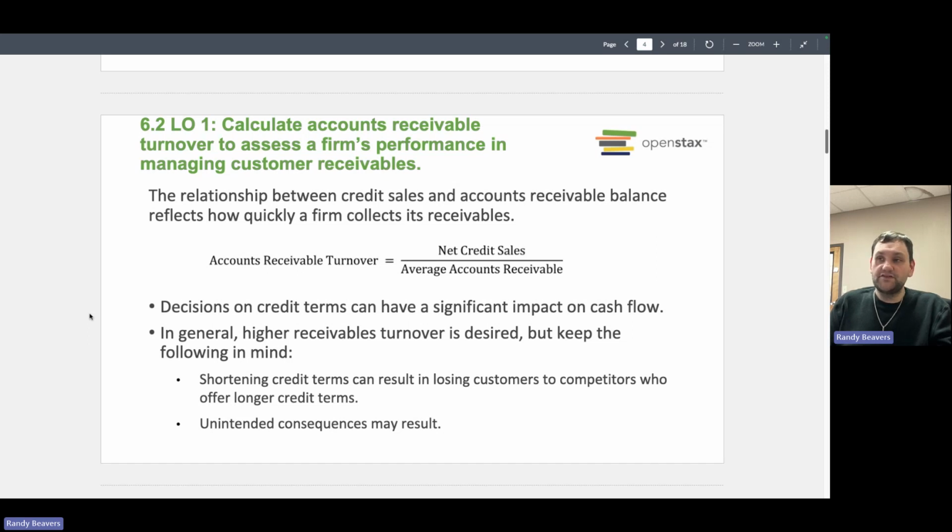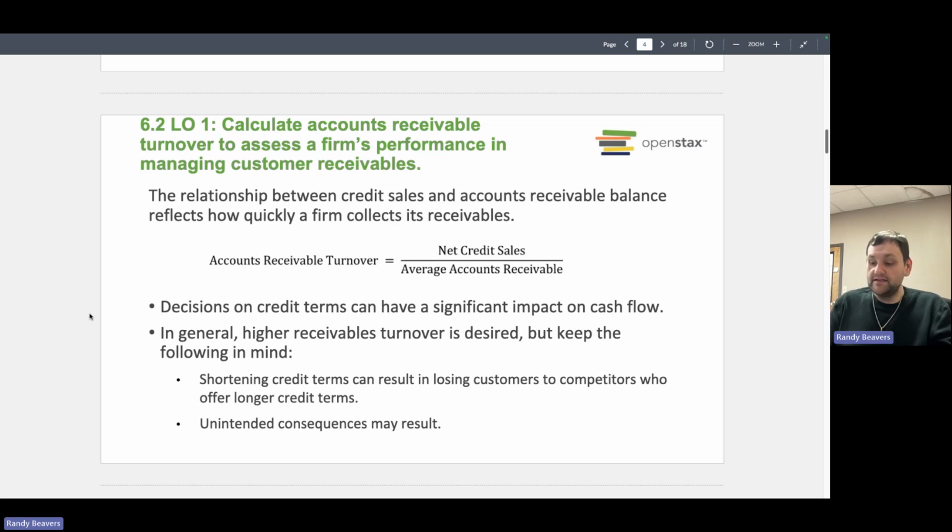The decision on the credit terms that we extend will have a significant impact on cash flow. If we extend credit, then we're not going to get paid as quickly. Or if we don't extend credit and require cash payments, we'll get cash relatively quickly. But if we shorten credit terms, we could lose customers. And if we extend credit terms, we may have bad debts as a result that we're unable to collect. So keep both of those things in mind.